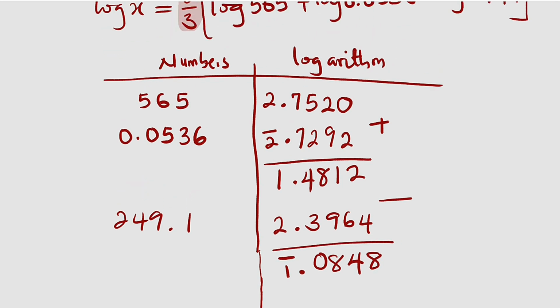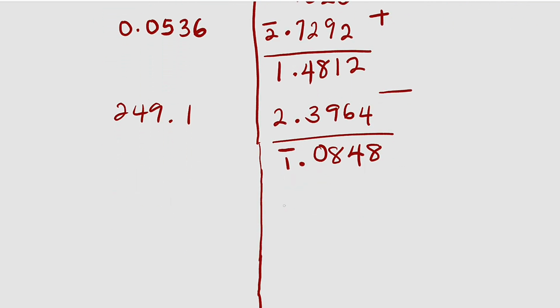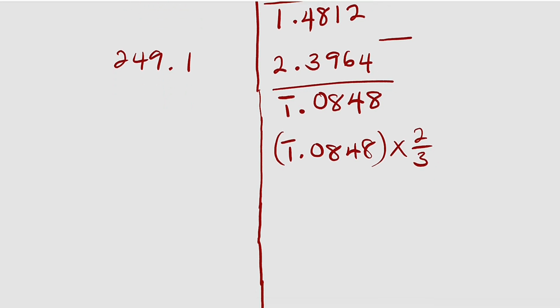What do we do next? We are going to multiply the result by 2 over 3. So let's do that here. We have bar 1.0848. The whole of this multiplied by 2 over 3. Let us multiply by 2 before we divide by 3.